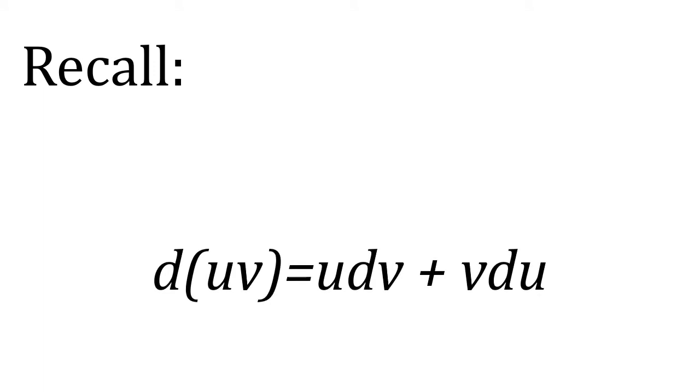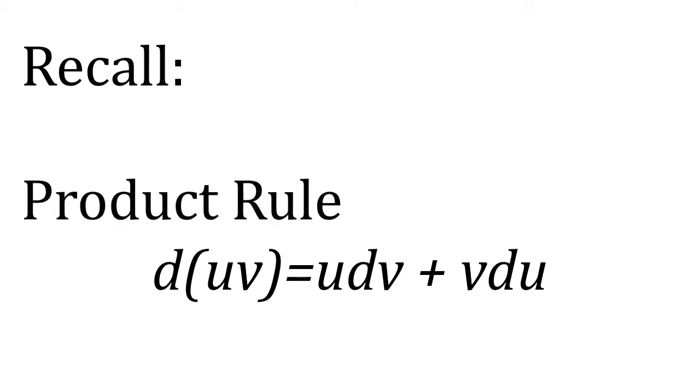Okay, now I want you to remember this one. What do you call this rule? d(uv) is equal to u dv plus v du. Very good, it is called the product rule.